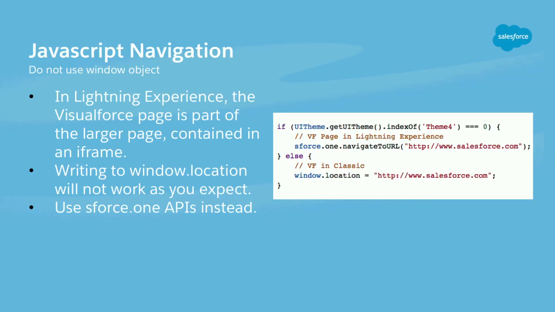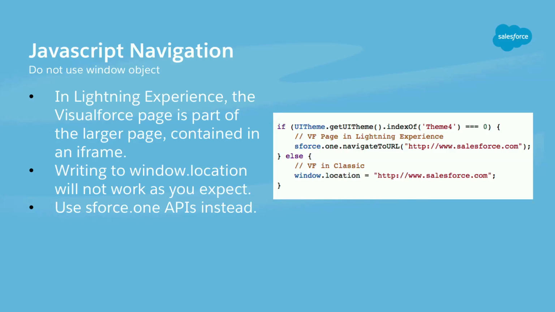But you do need to switch it if you're going to host your page, or you're going to have your page served in both experiences. So here's a way to switch it. So it used to be quite difficult to switch in JavaScript or to detect what environment, what experience you're in. But there's a new UITheme global. So you can call UITheme.getUITheme, and that will give you the theme.